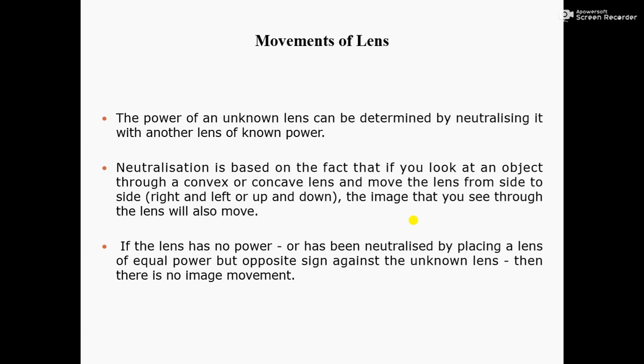Here, if we neutralize -1 diopter spherical power by +1 diopter spherical, then the spectacle power is -1 diopter. It means -1 diopter spherical power we will neutralize by an opposite sign, that is +1 diopter spherical, but the spectacle power is -1 diopter.